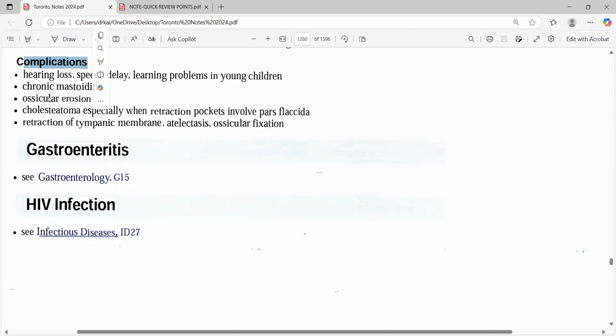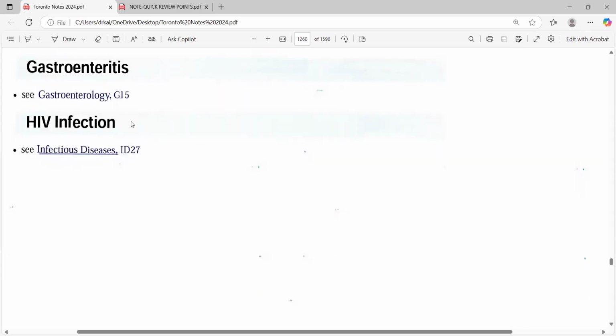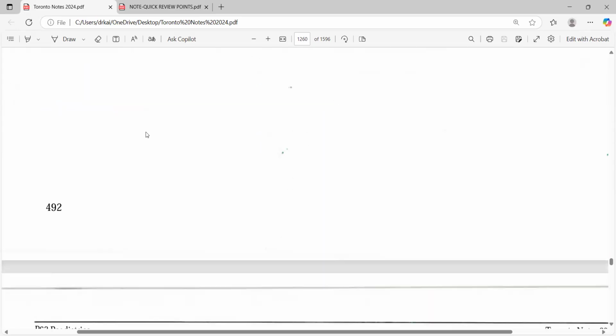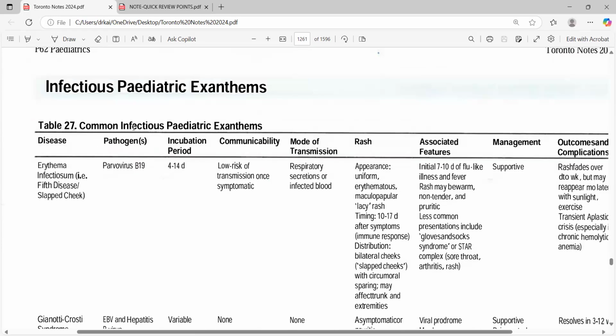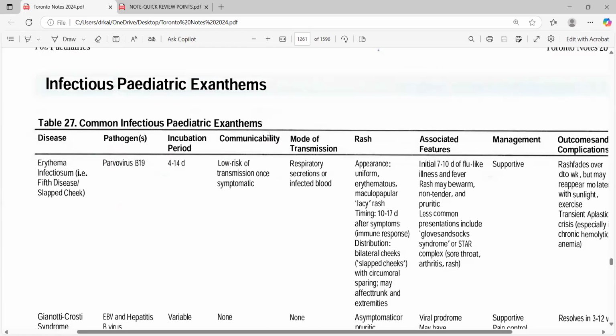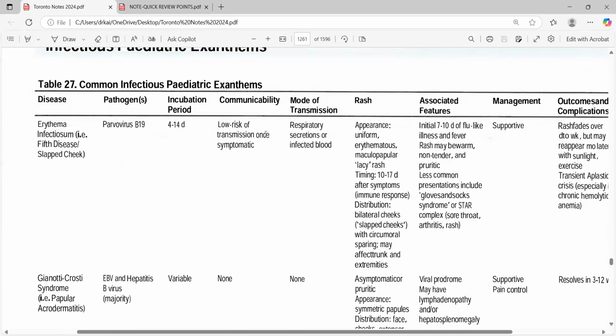Then the chronic mastoiditis, ossicular erosion, that's why they have conductive hearing loss. Cholesteatoma can be formed under retraction of the tympanic membrane, atelectasis, and then ossicular effusion. Then comes the common infection, pediatric exanthema. How do they look like? What's the presentation and all that? Just that, management, and if there is any complication or any vaccine that's available for that one. Simply that's what you need to know.